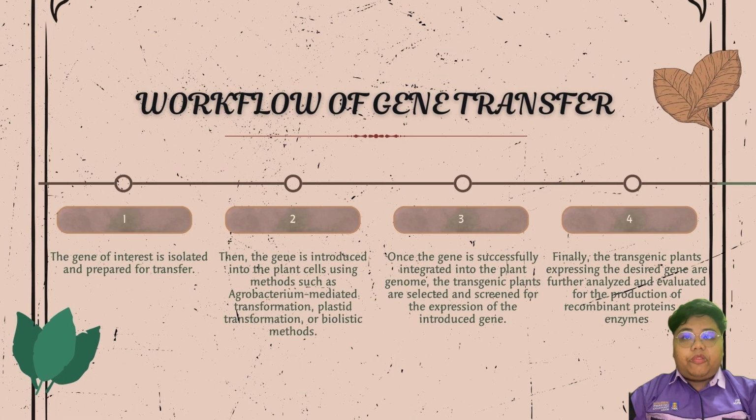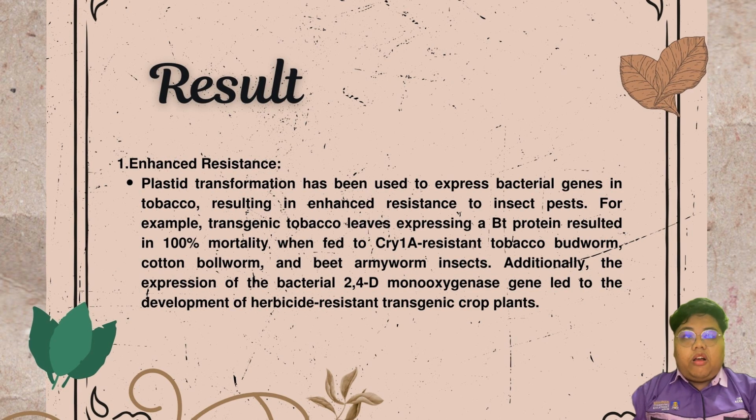So, we will next move to the workflow of gene transfer. First, the gene of interest is isolated and prepared for transfer. Next, the gene is introduced into the plant cells by methods such as agrobacterium-mediated transformation, plastid transformation, or the biolistic method. Once the gene is successfully integrated into the plant genome, the transgenic plants are selected and screened for the expression of the introduced gene. And finally, the transgenic plants expressing the desired gene are further analyzed and evaluated for the production of recombinant protein or enzymes. We will move to the results of the application.